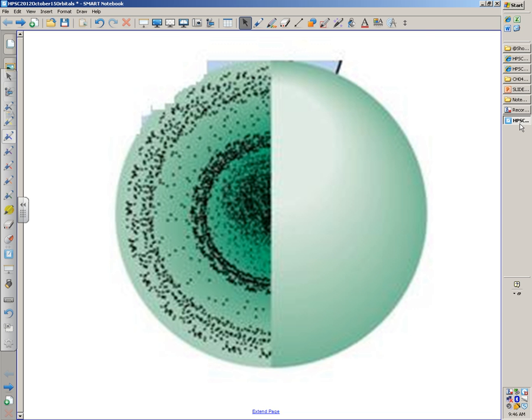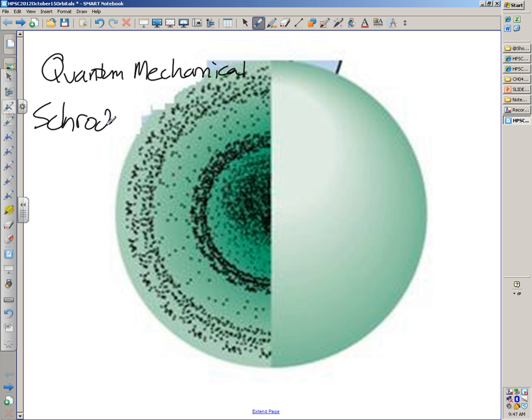And that leads us to this picture of the atom, or this model of the atom, which we refer to as sometimes the quantum mechanical model, or sometimes we'll refer to this as the Schrodinger model.